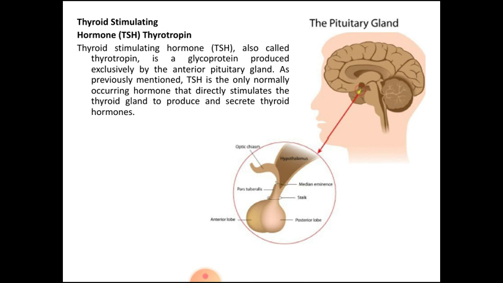So, thyroid stimulating hormone, TSH. Here we're talking briefly about the thyroid hormone TSH. Thyroid stimulating hormone, TSH, is also called thyrotropin. It is a glycoprotein produced exclusively by the anterior pituitary gland, as previously mentioned in the first lecture of endocrine. TSH is the only normally occurring hormone that directly stimulates the thyroid gland to produce the thyroid hormones. See in this picture the relation between the thyroid, TSH and hypothalamus, which produce the thyroid hormone.